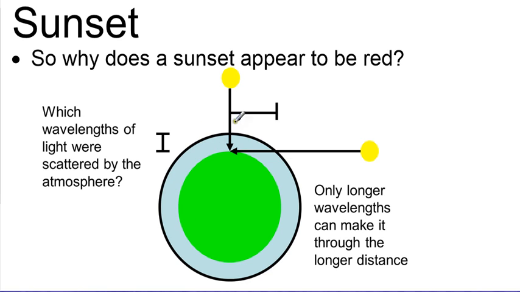When the sun is overhead, it's only going through this much of the atmosphere. But when it's a sunset, it's going through a lot more of the atmosphere. And we just said that the atmosphere, composed primarily of nitrogen and oxygen, scatters the higher frequencies of light, the blue, indigo, and violet.